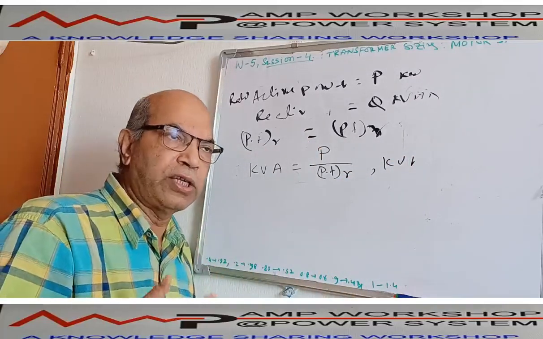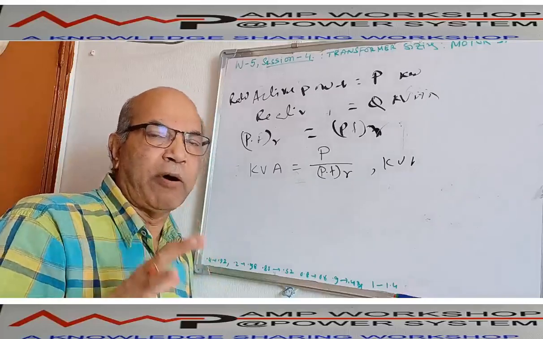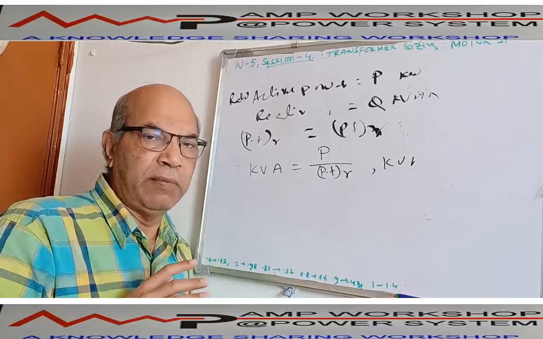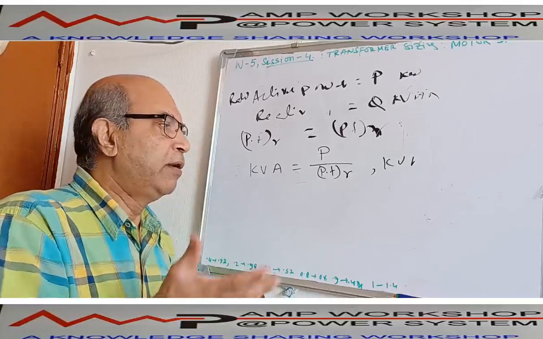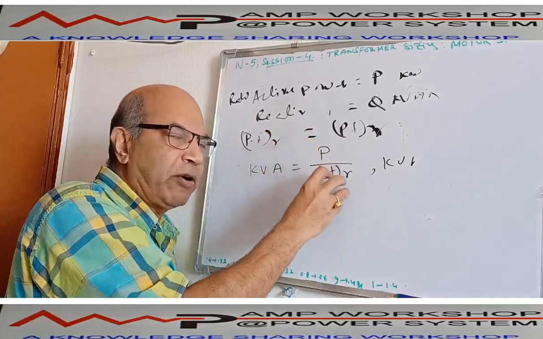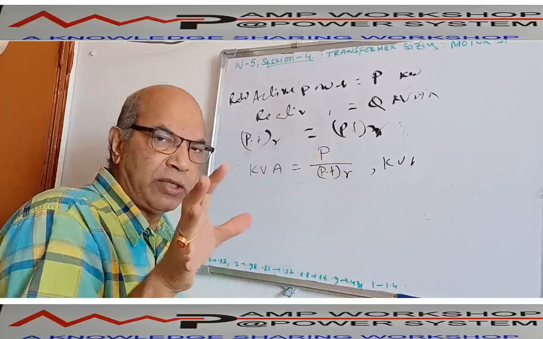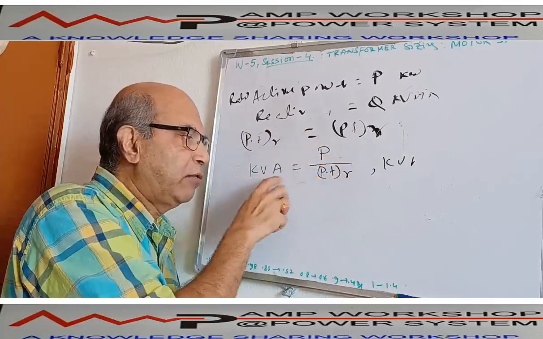Generally, in the motor data sheet you can see only kilowatt, power factor, and efficiency; these parameters are given. So we have to calculate the kVAR. How do we calculate the kVAR? We have already said that from the active power and the power factor, which are available in the motor data sheet, we can calculate the kVA.